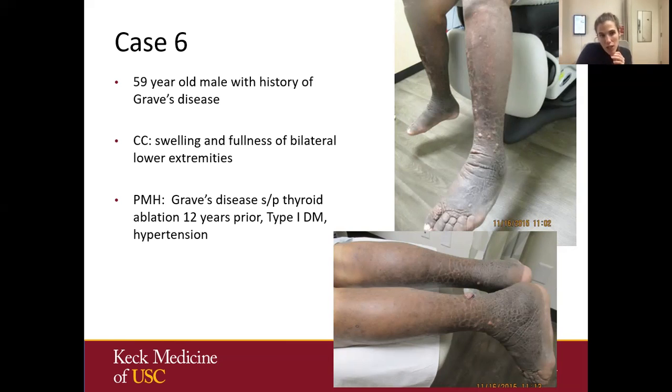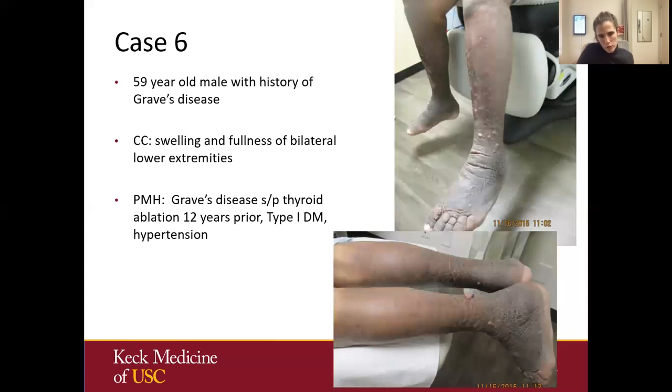He'd had lymphoscintigraphy and Dopplers done for his veins, with people assuming that these changes on his lower extremities were related to either lymphatic or venous insufficiency, but those workups were essentially not revealing. So finally he came to dermatology to be assessed. He had a past medical history of Graves' disease, had undergone thyroid ablation about 12 years prior, and he had type 1 diabetes and high blood pressure as well.